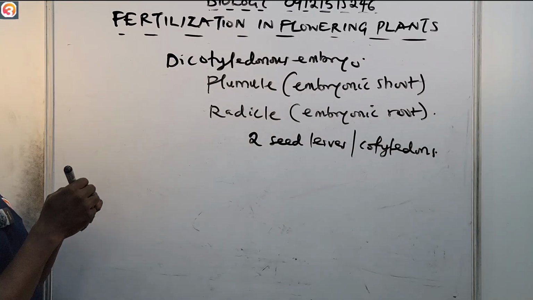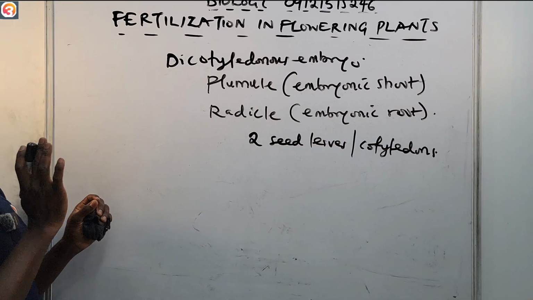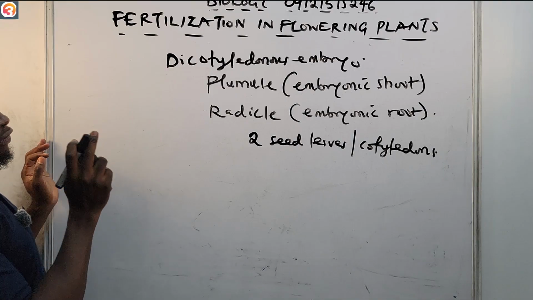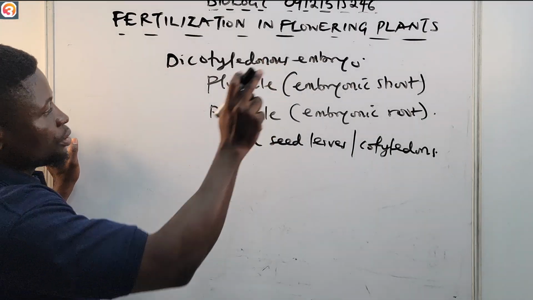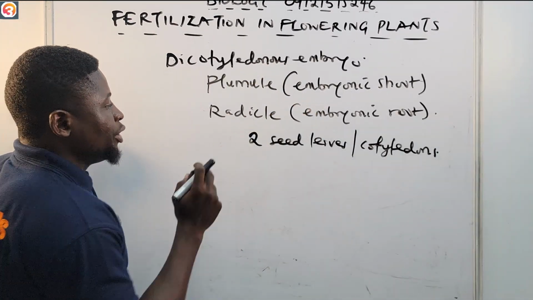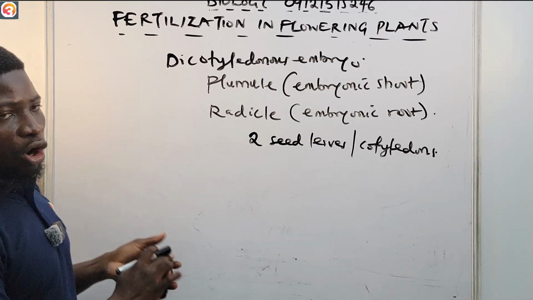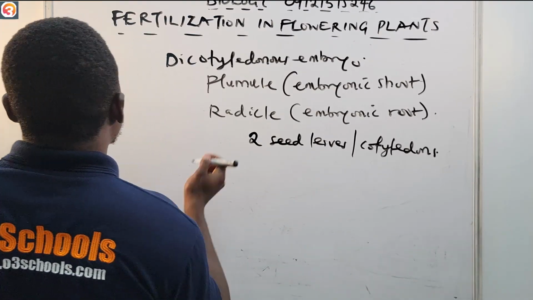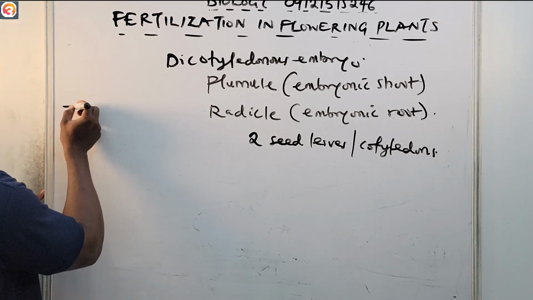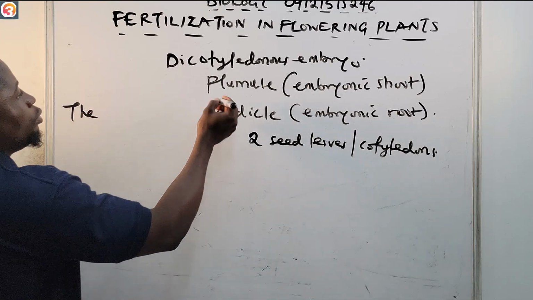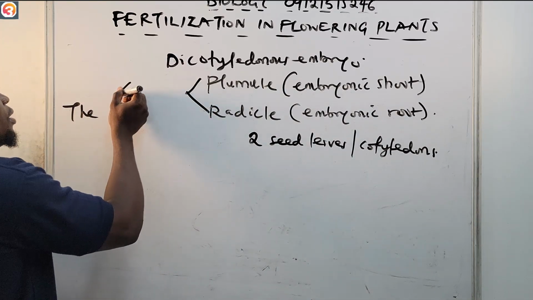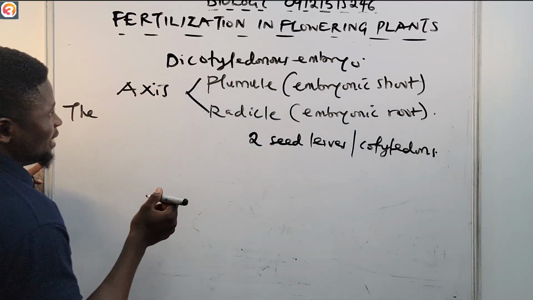Okay, please take note of these. This is for a dicot. It develops into a plumule, the embryonic shoot, and a radicle, the embryonic root, having two seed leaves or cotyledons. Likewise, the plumule and the radicle will form what we call an axis.